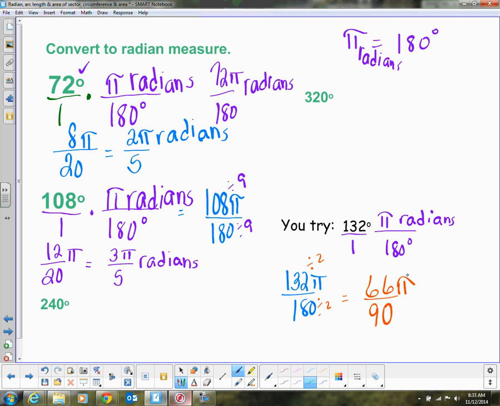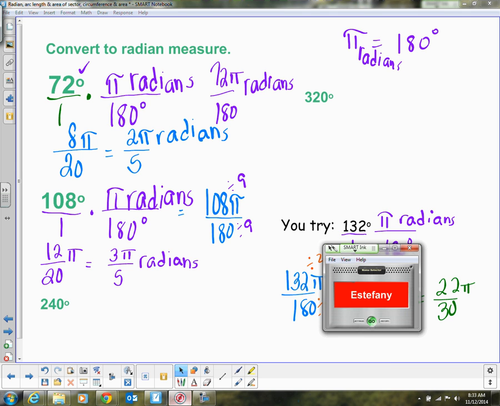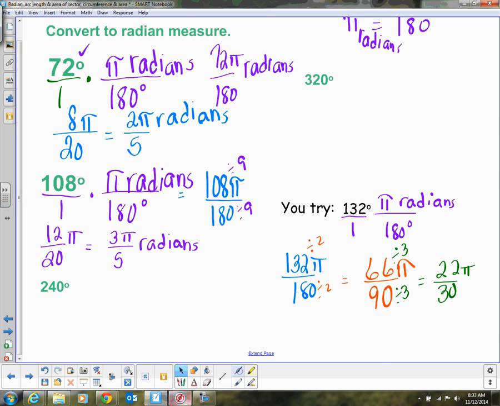Stephanie, what number? 3. So we're going to reduce this by 3. We're going to reduce this by 3. So we end up with 22 over 30. And? Pi radians. Well, that goes more. So what, Ethan, what do we do next? 15 pi radians. Now that is finished.